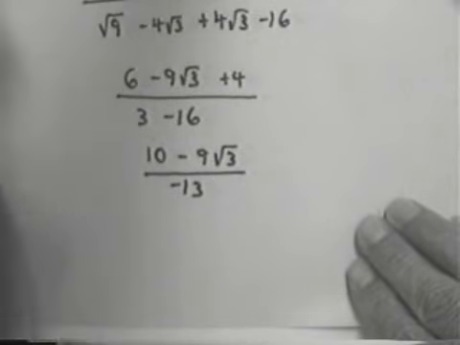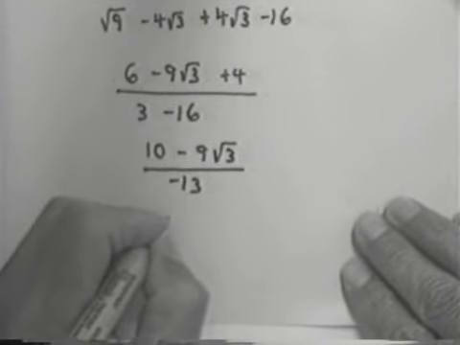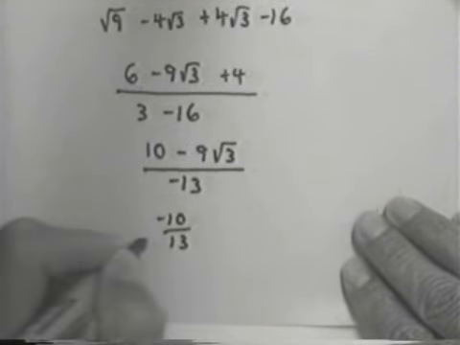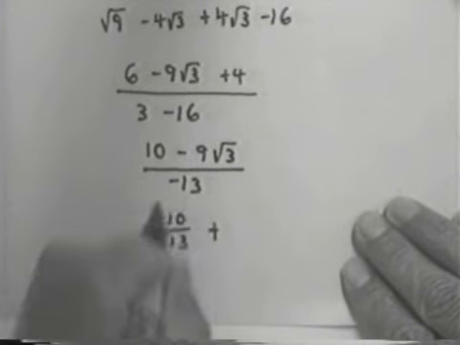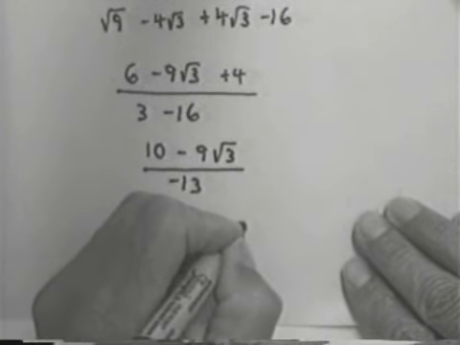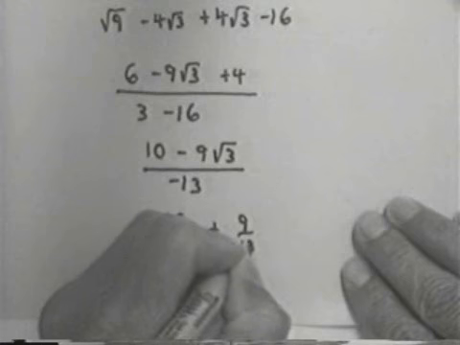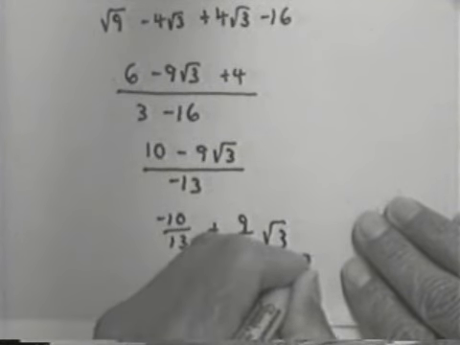The best way of writing your answer is to do the division, so it would be a negative 10 thirteenths. Positive divided by negative is negative. Plus, because a negative divided by negative is positive, 9 thirteenths times the square root of 3.